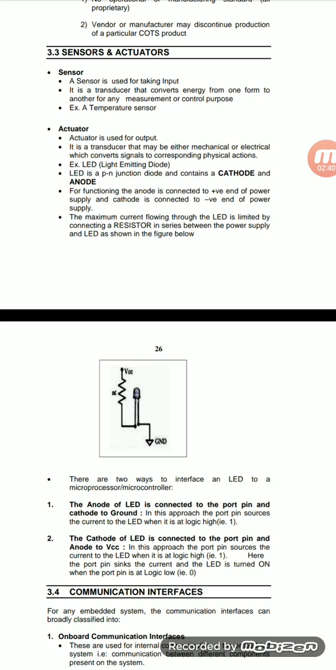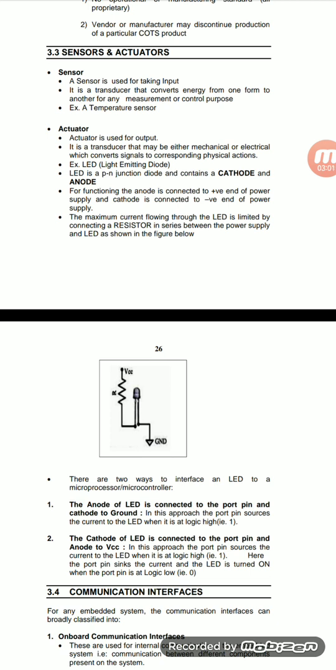Controlling purpose means, for example, temperature sensors. What is the purpose of the temperature sensor? When the temperature increases, automatically either fan controlling or light controlling happens. That is the temperature sensor. Next, actuators. An actuator is an output device.